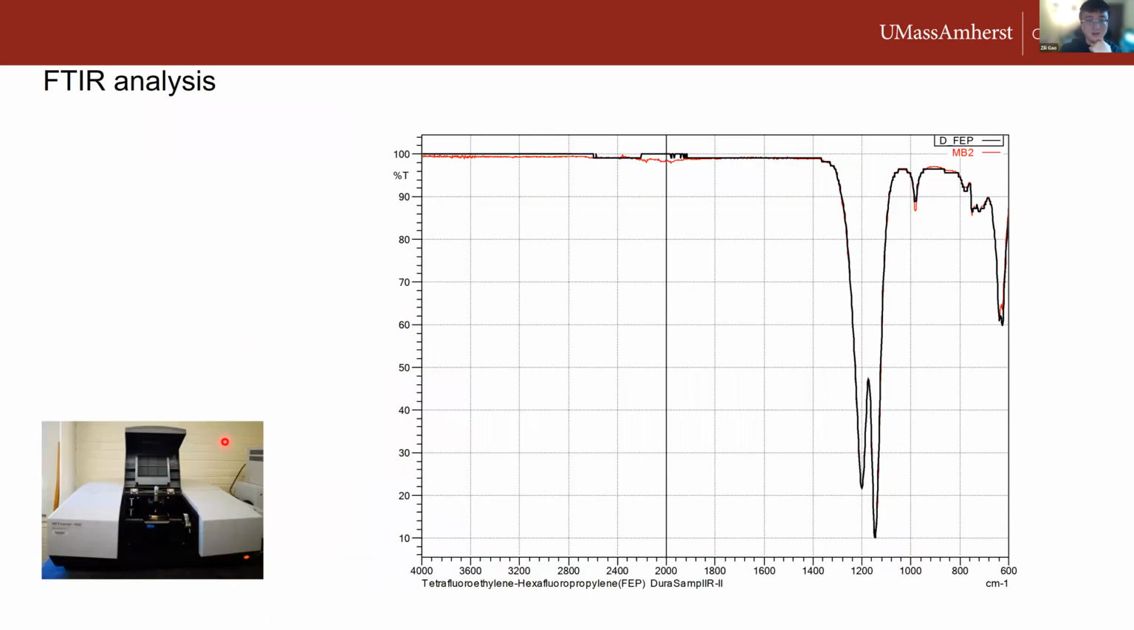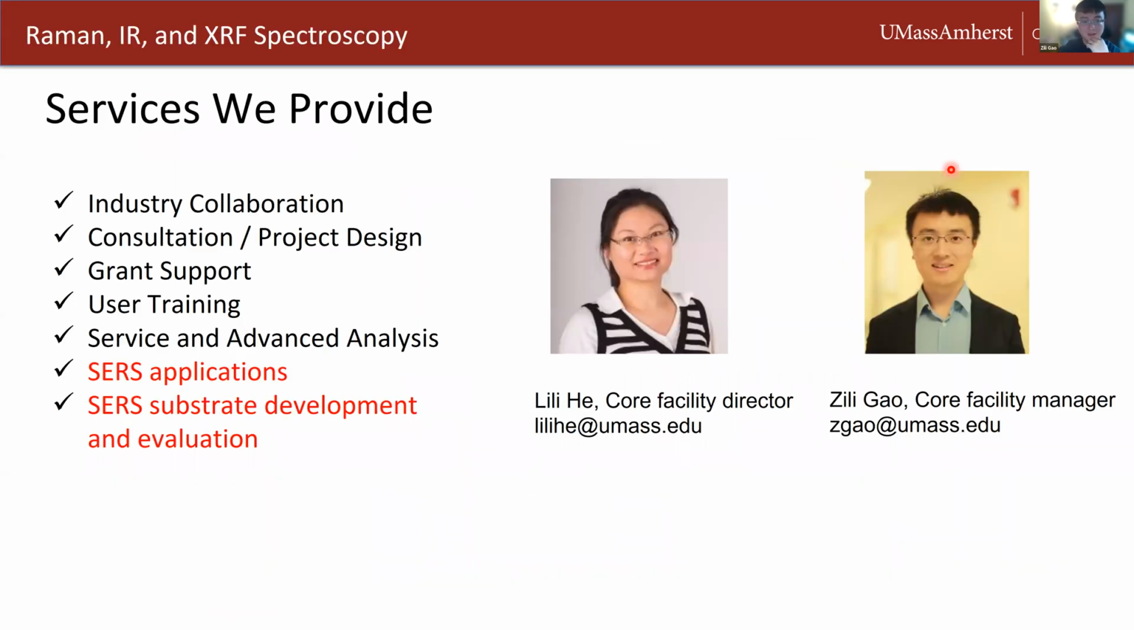And this is one example of FTIR. So you will be able to get a spectrum like this. And we also installed some databases. You can compare your spectrum to the database to find potential matches of your chemical. And this is our contact information. We are very happy to collaborate with both industry people and academia people to have a good collaboration.